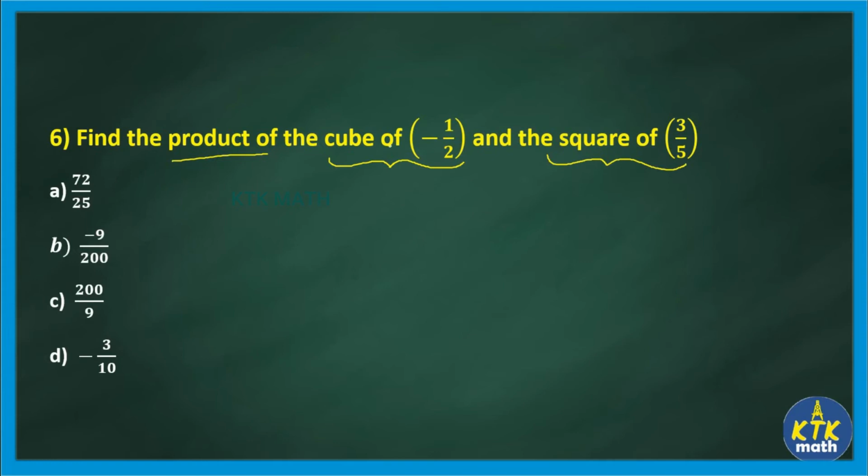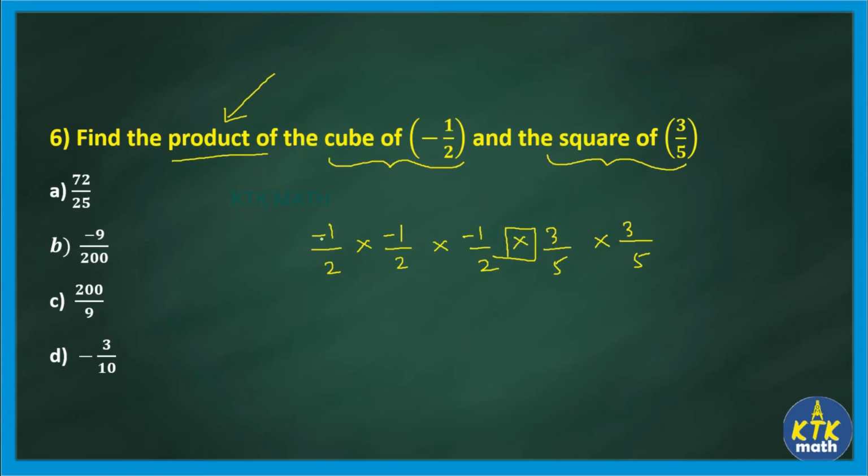So cube means what you need to do? You need to multiply this number 3 times. So what you are going to get? Minus 1 by 2 into minus 1 by 2 into minus 1 by 2, and then square means 3 by 5 into 3 by 5. In between I am using this multiply symbol. Why? Because here they gave product. So cube of a number, square of a number, I am multiplying.